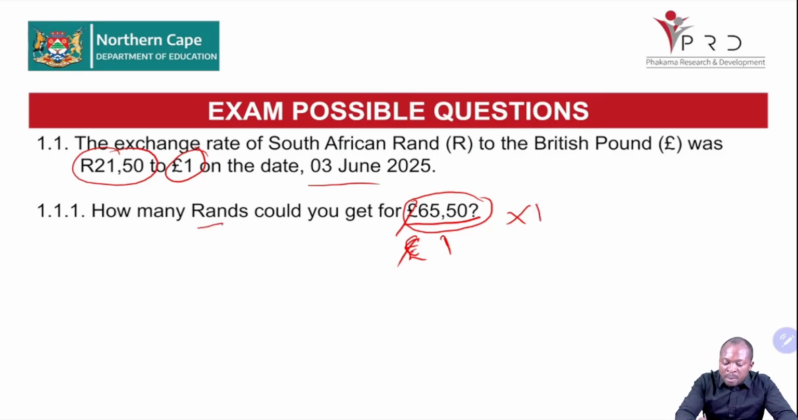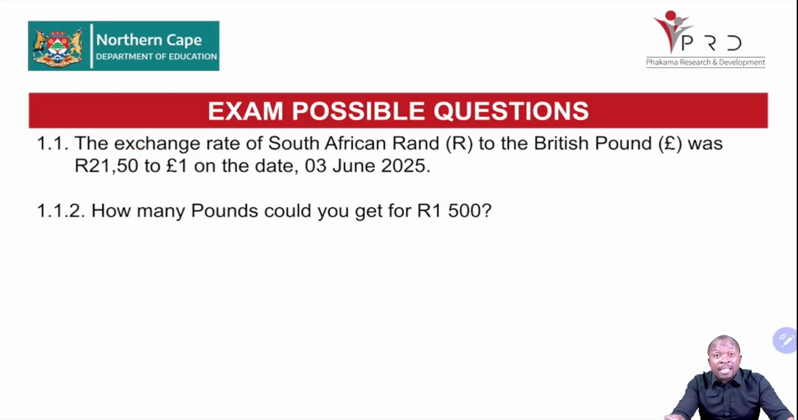So we are going to multiply by R21.50. Then you press 65 pounds 50 times 21.50. Whatever answer you get, then you write. That is it. So don't sit and stress and think too much.